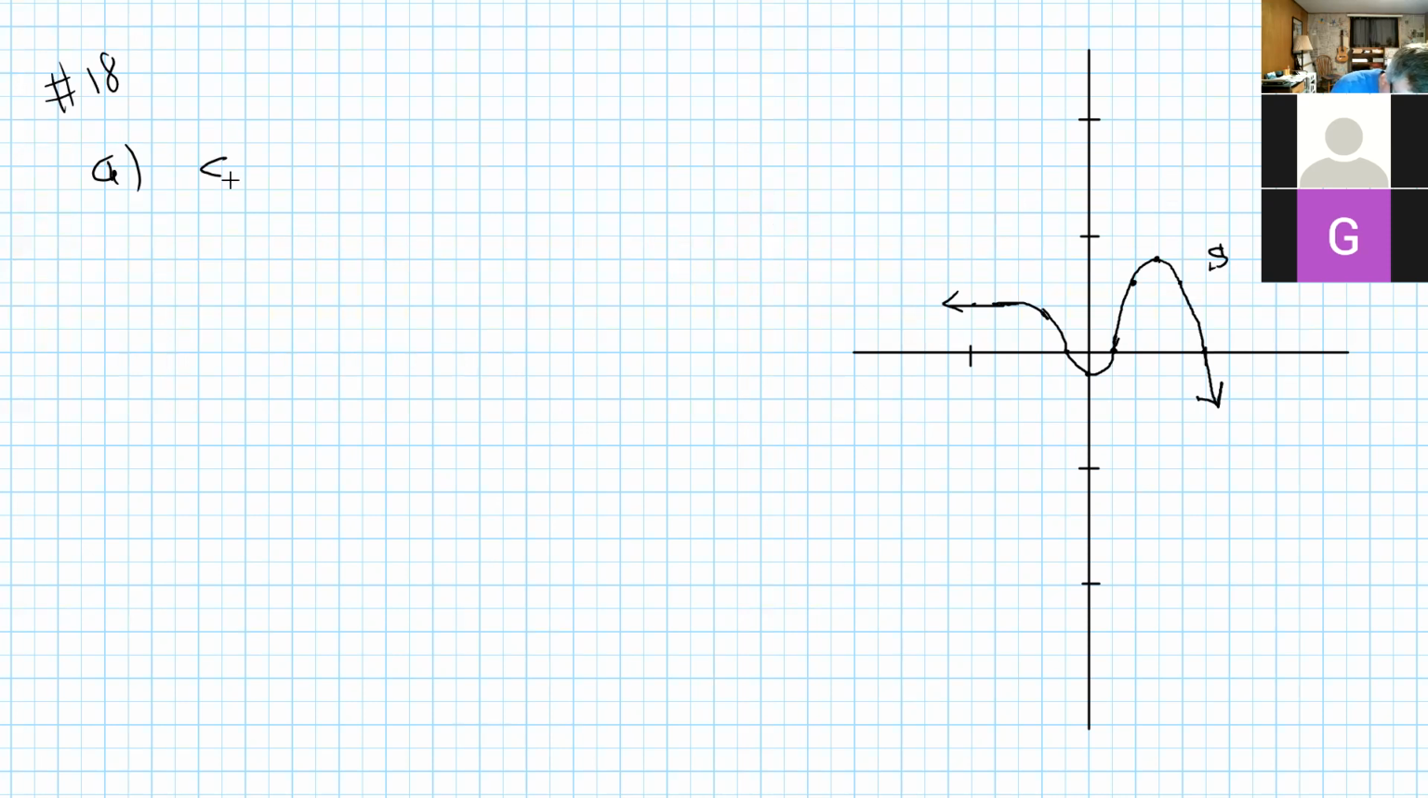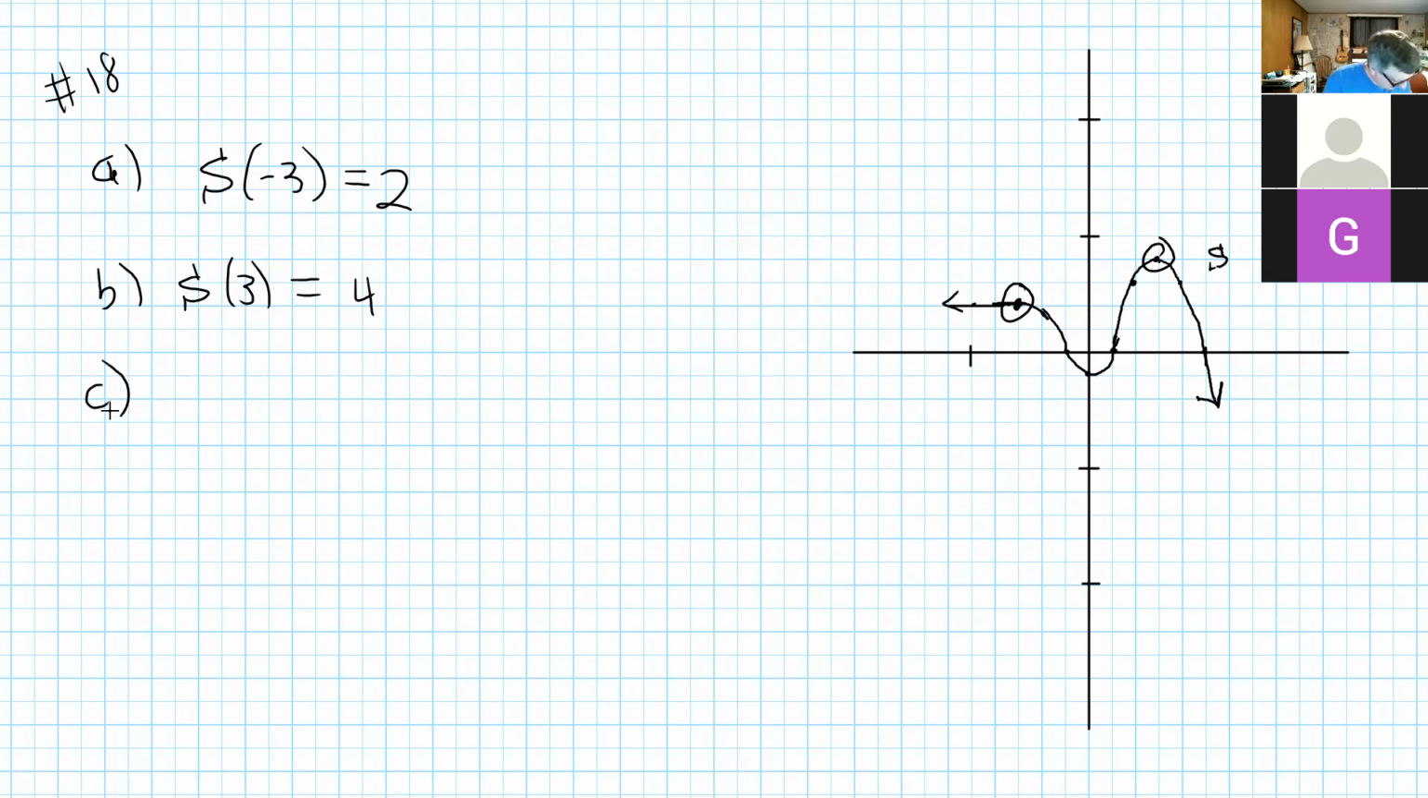So we want to find S of -3. So the input is -3. What's the output? Would it be 2? Correct, because it would be this point right there. Okay. Part B, S of 3. Would it be 4? Yep, good job. Right there.